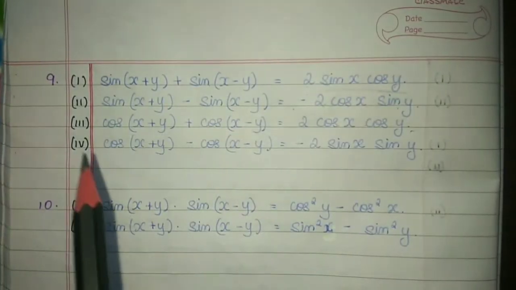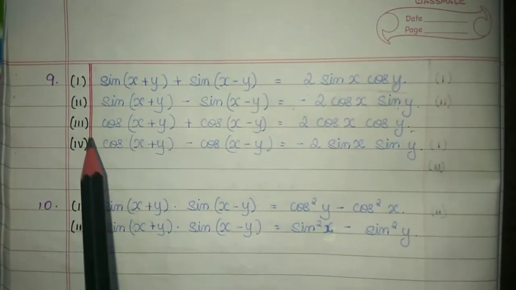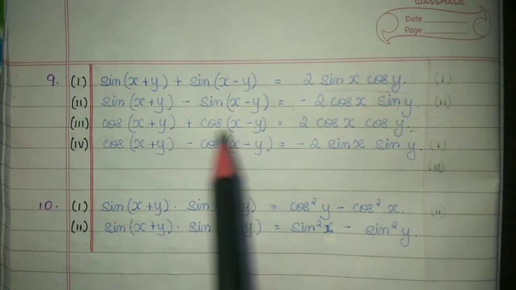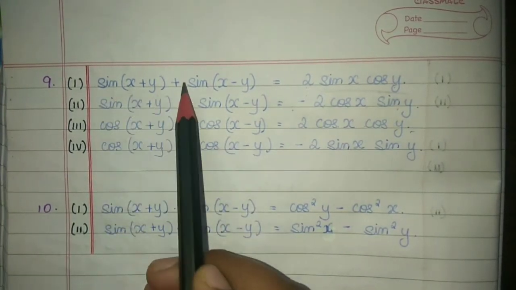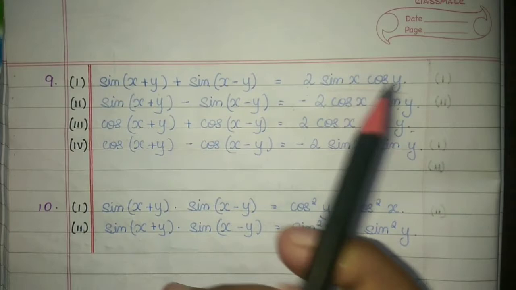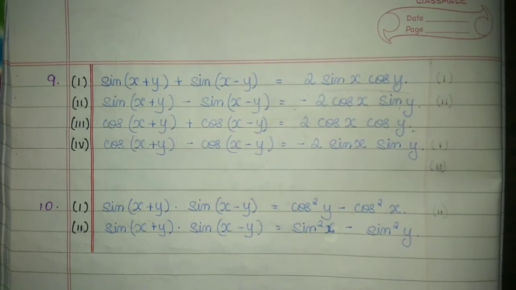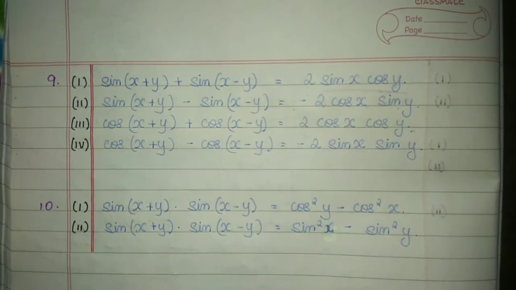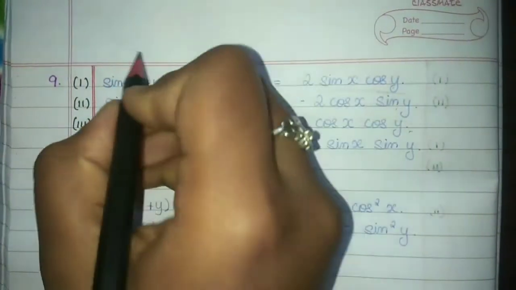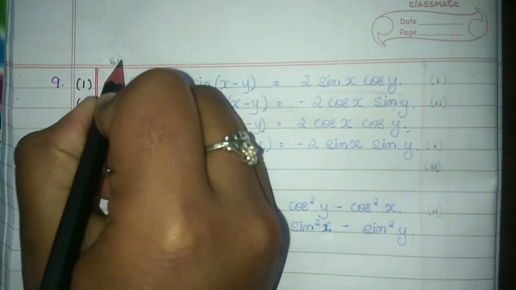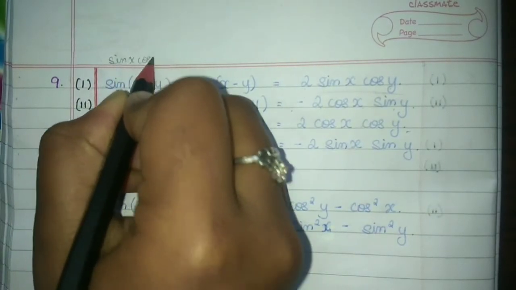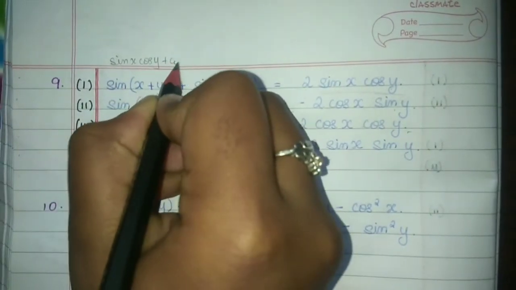Let us see the 9th set of formulas. Here in the 9th set we have 4 formulas, that is sin(x+y) plus sin(x-y). We learnt sin(x+y) and sin(x-y) separately in the second set, but here the sum of those two is given. If you look carefully, sin(x+y) is sin x cos y plus cos x sin y.